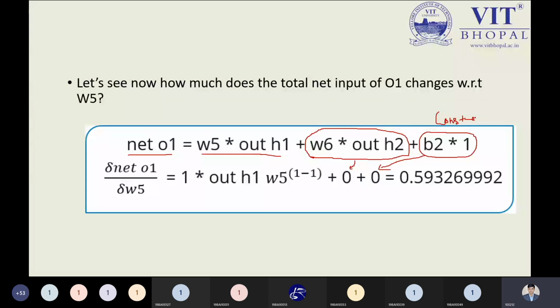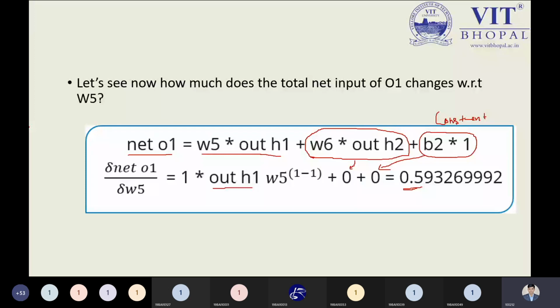And as we know, the derivative of any constant value will be 0. So this formula will return the value 1 multiplied, of course, by W5. So 1 will become 1 multiplied by out H1 multiplied by W5 to the power 1 minus 1, and the rest of the values we are adding over here are plus 0, 0, 0, because they are constant values. Just put the value of out H1 and W5 and you will get this value. So this derivation is clear.